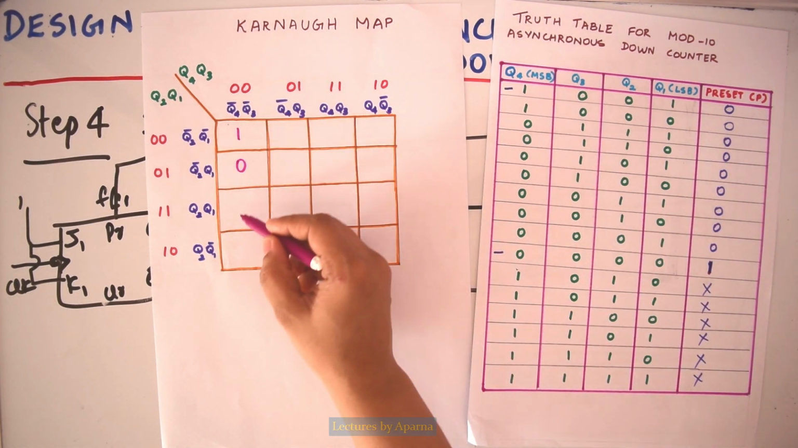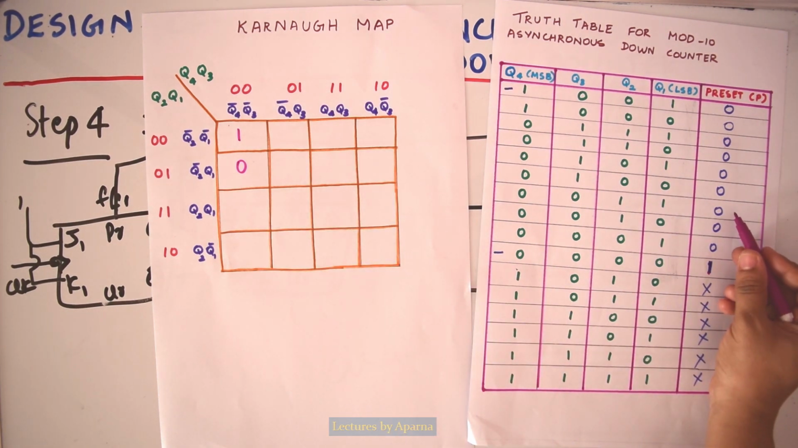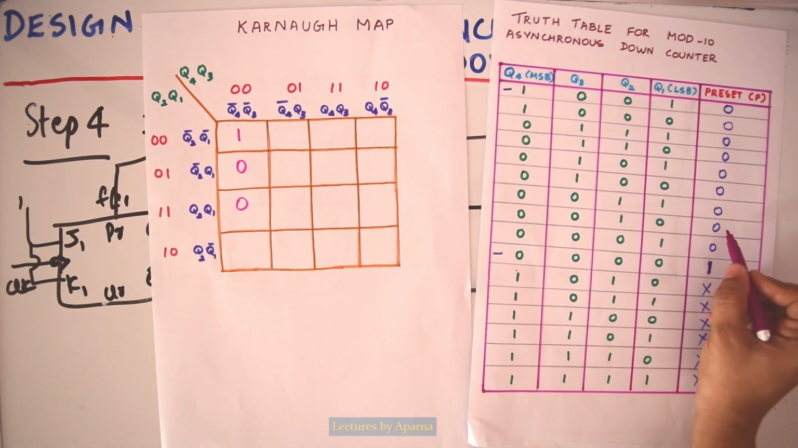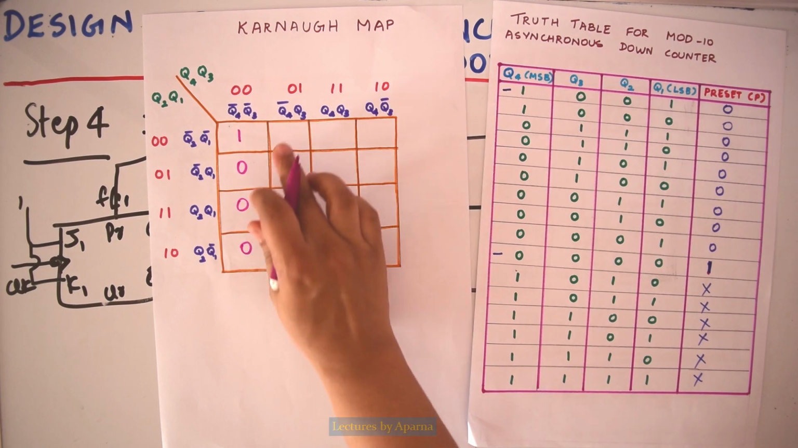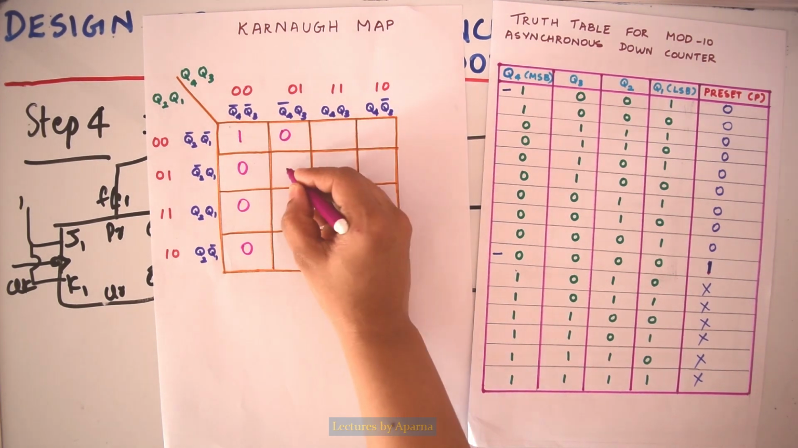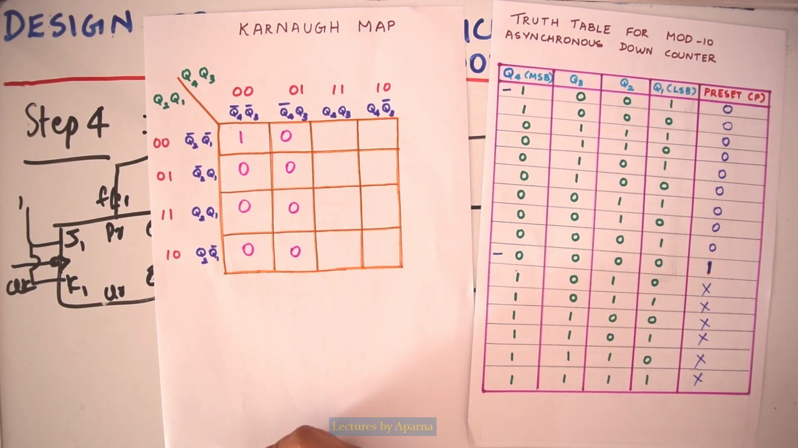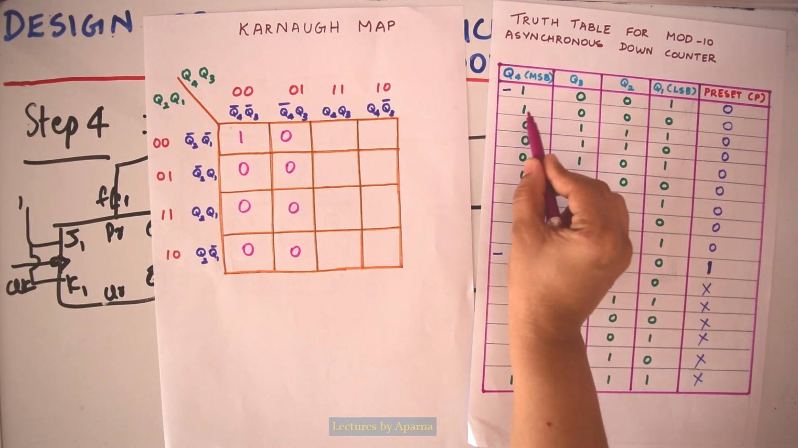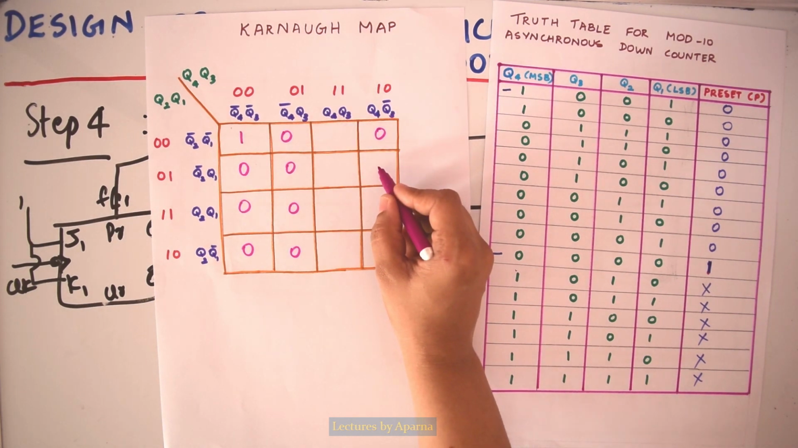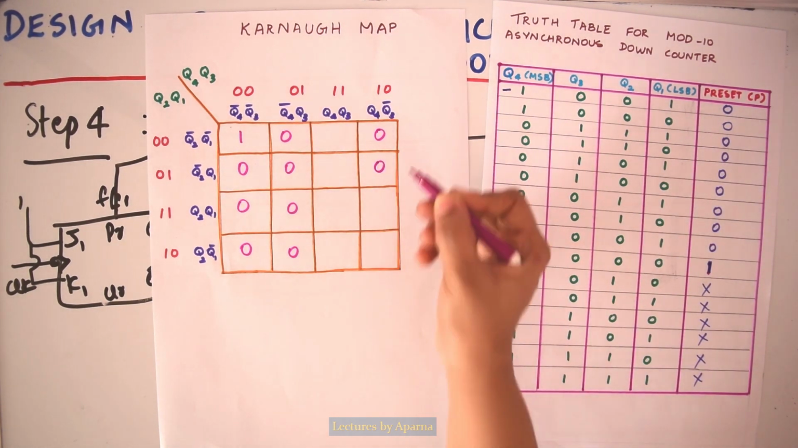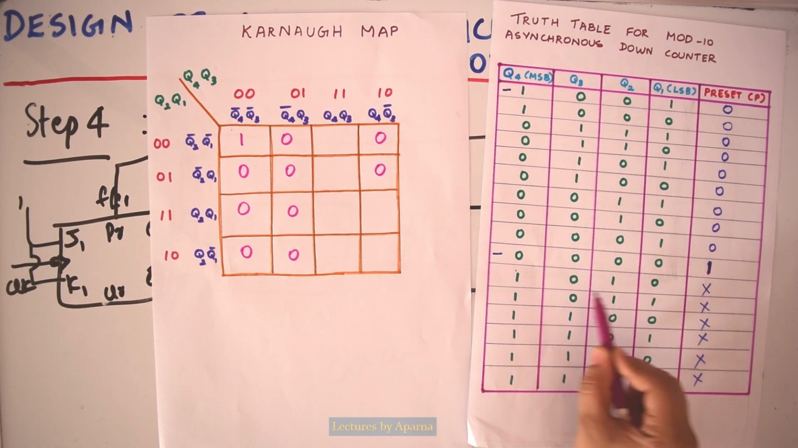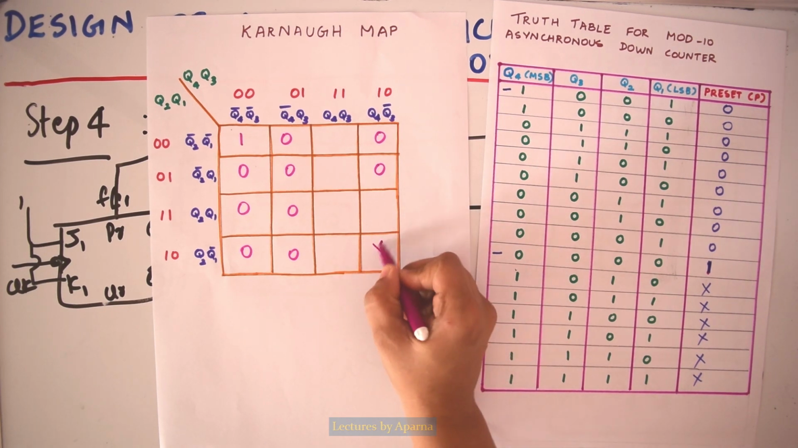When it is 0 0 1 1, it is 0. 0 0 1 0, it is 0. When it is 0 1 0 0, it is 0. This will be 0, this will be 0 and this will be 0. Next, when it is 1 0 0 0, here also it is 0, and when it is 1 0 0 1, that is here also it is 0. The rest are don't care, that is from 1 0 1 0 onwards it will be don't care.